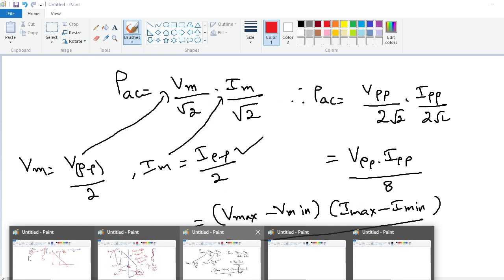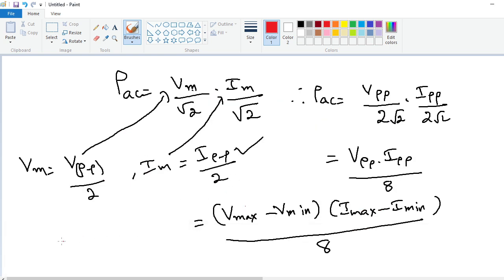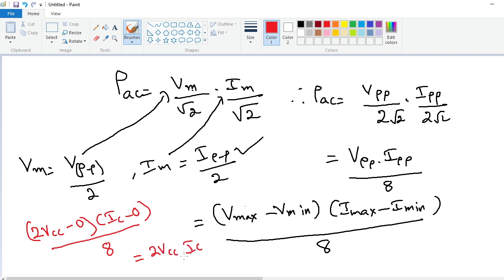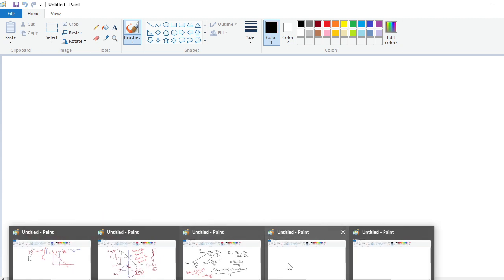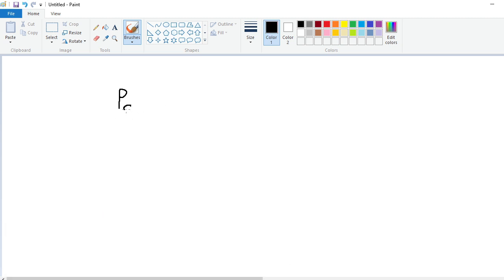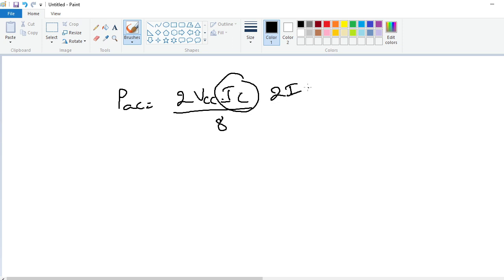So in this equation, instead of V maximum, 2 VCC is substituted: 2 VCC minus 0 into I maximum IC minus 0 divided by 8. So here, 2 VCC into IC divided by 8. So PAC is equal to 2 into VCC into IC by 8. Instead of IC, here 2 ICQ is substituted.